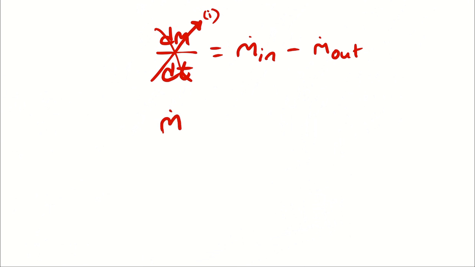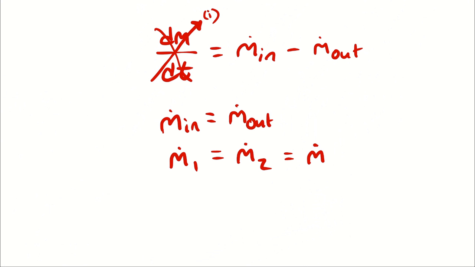Therefore, all of the mass flow rate entering has to equal all of the mass flow rate exiting. I only have one inlet state point, that's state 1. I only have one exiting state point, that is state 2. So m dot 1 has to equal m dot 2, which I will just start writing as m dot, the only mass flow rate.